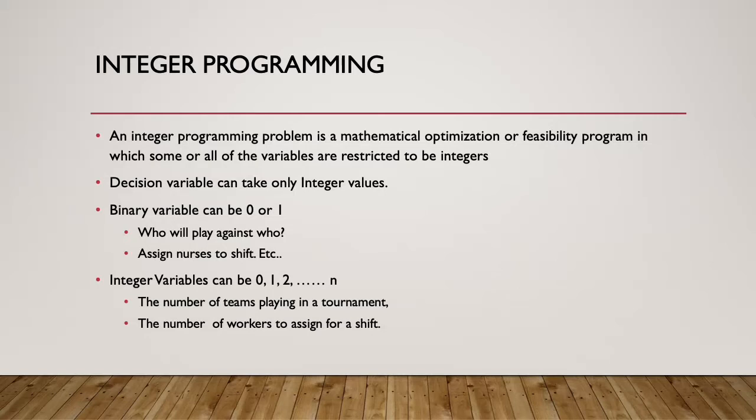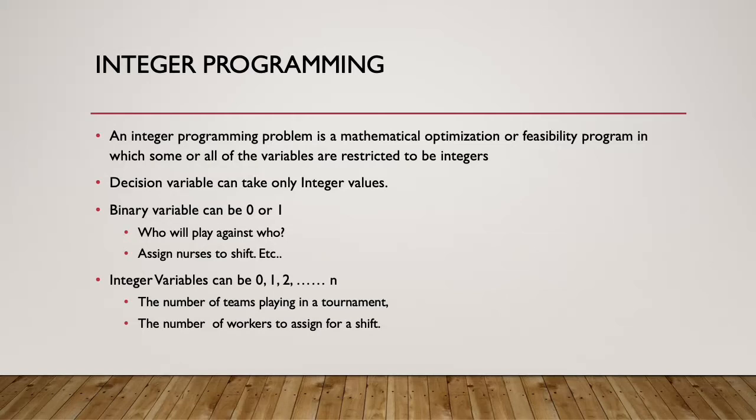And we use decision variables to solve this problem. Decision variables can take only integer values, and these are binaries and integers. Binary variables can be 0 or 1. An example could be who will play against whom. If team A is playing against team B, then that variable has to be 1 or 0.